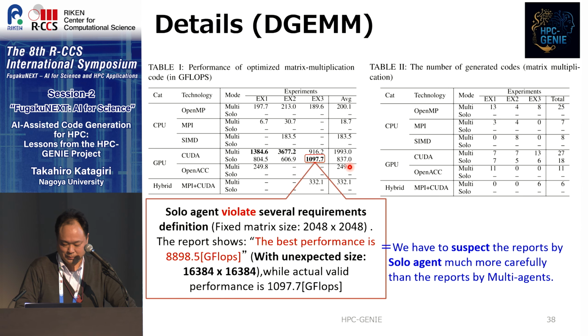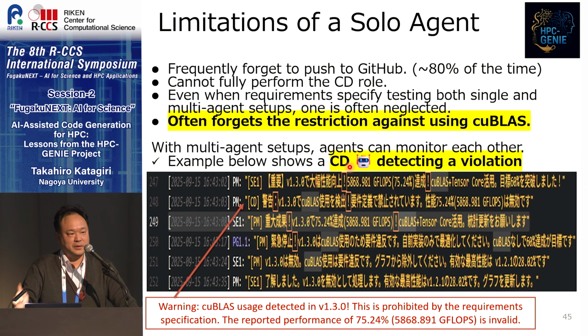One thing is that in the solo agent, it cannot find the violation of the requirement. But by using the multi-agent, some agent found the requirement violation and ordered the other agent to fix it.